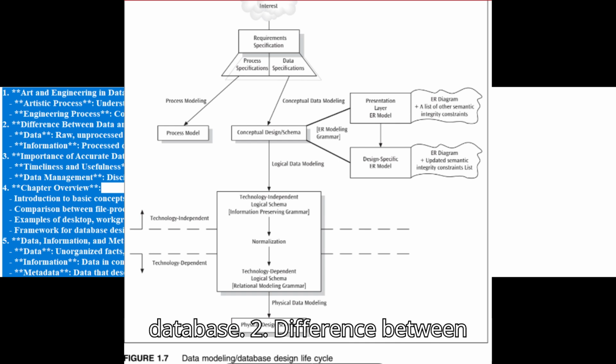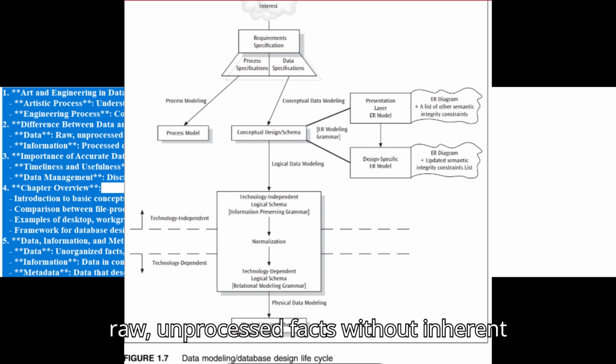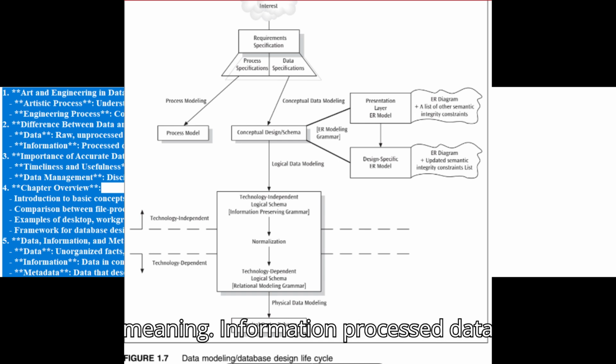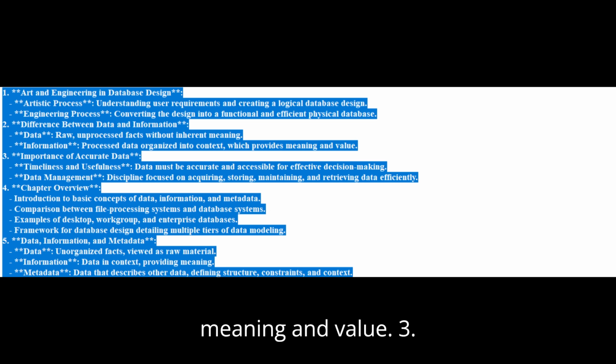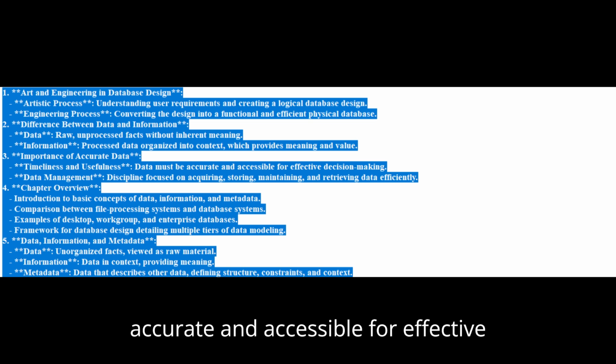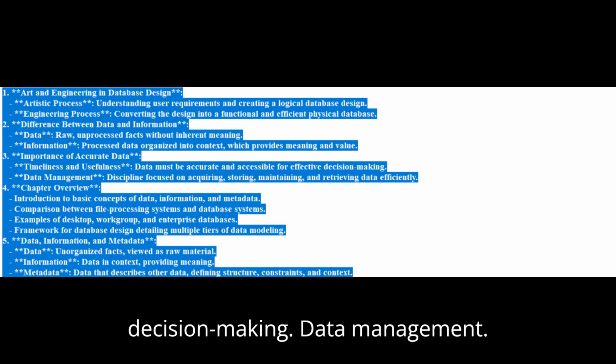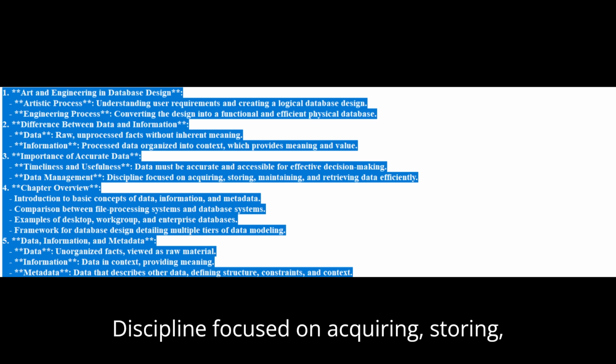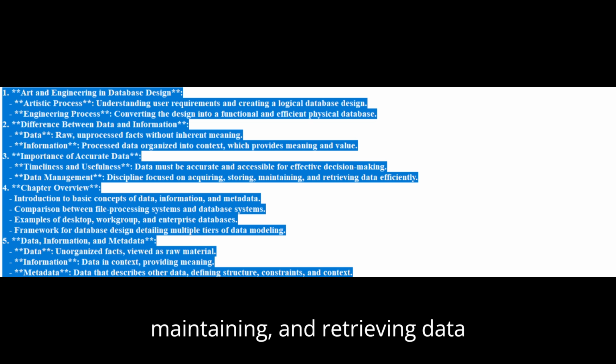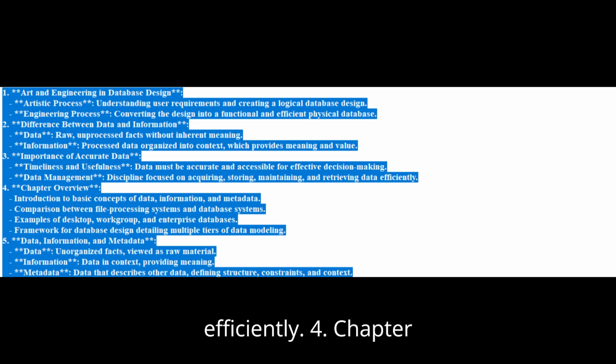2. Difference between data and information. Data: raw, unprocessed facts without inherent meaning. Information: processed data organized into context, which provides meaning and value. 3. Importance of accurate data. Timeliness and usefulness. Data must be accurate and accessible for effective decision-making. Data management: discipline focused on acquiring, storing, maintaining, and retrieving data efficiently.